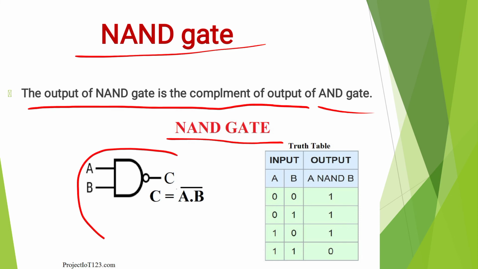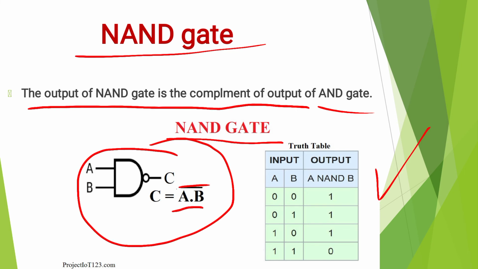It is the symbolic representation of the NAND gate. I already told you, in the case of the AND gate, the output is A into B, that is A dot B. Here NAND is the complement of AND, that's why I write here bar over A dot B, that means the complement of the multiplication.